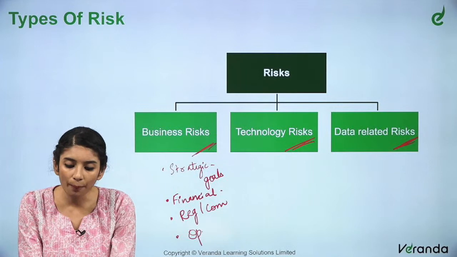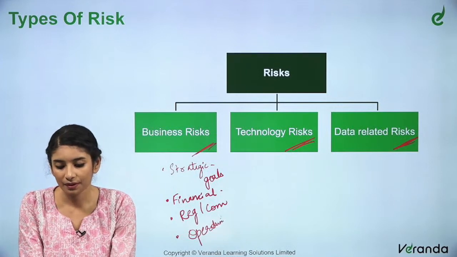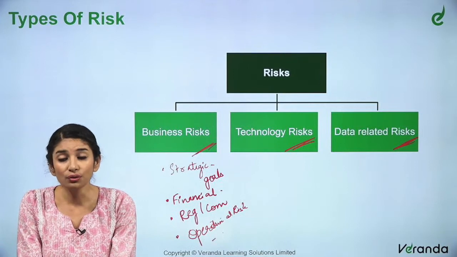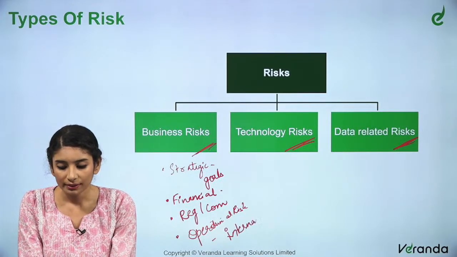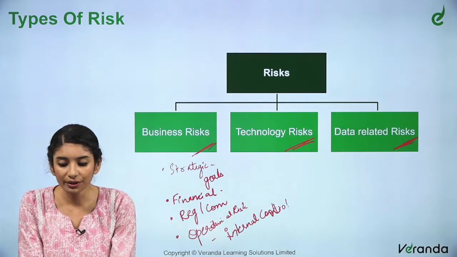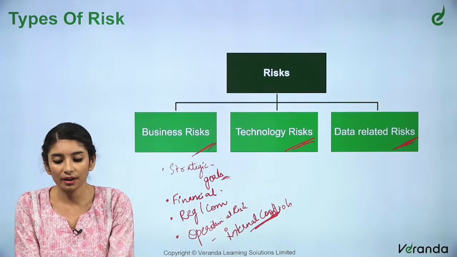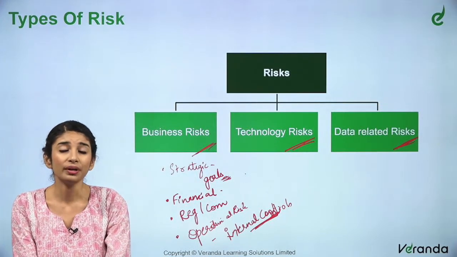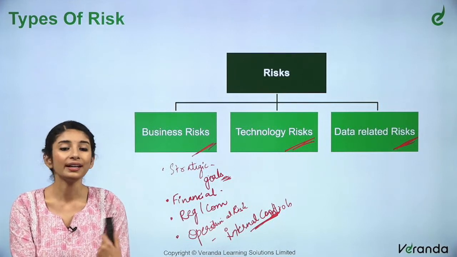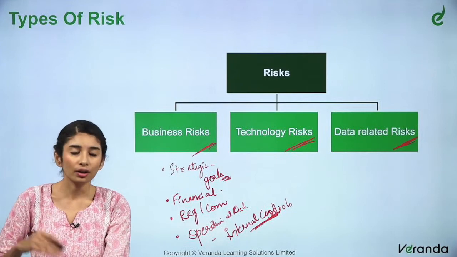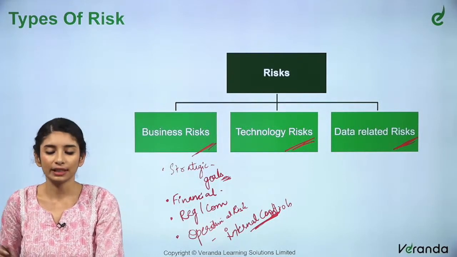Then I have operational risk. Very important: risk due to failed internal controls. Please note this, internal controls. Operational is for internal controls, and strategic could be any other event which is not related to internal controls. Strategic could be an external event also. So, operational risk is due to failure of internal controls.